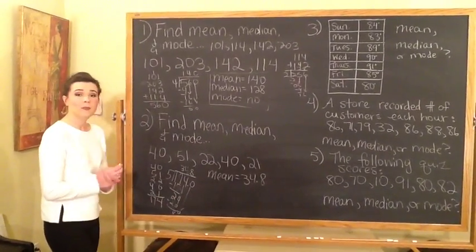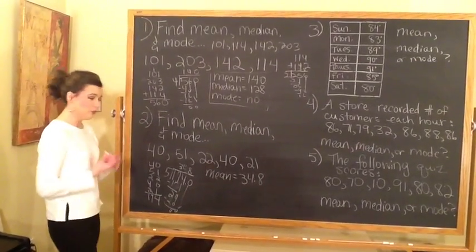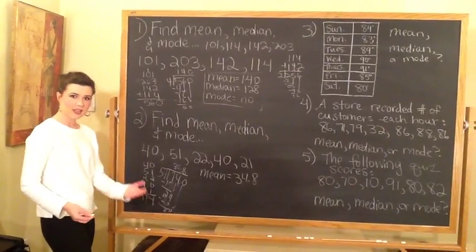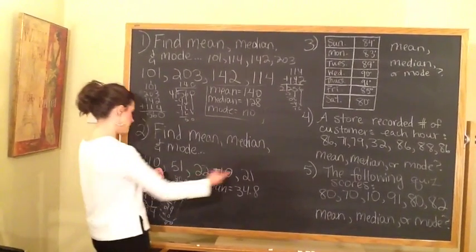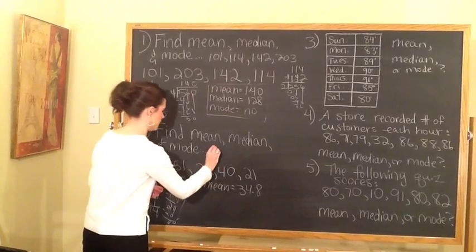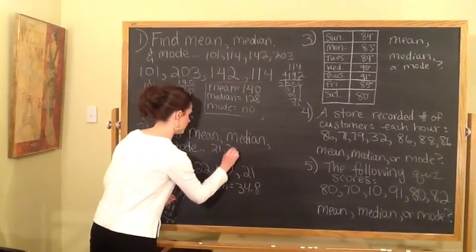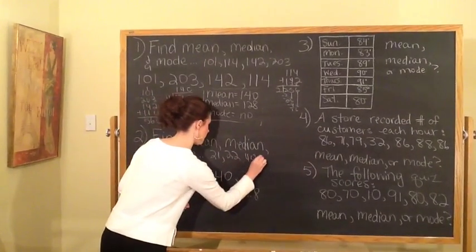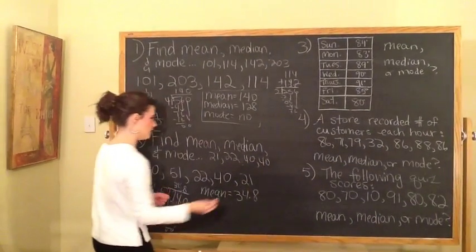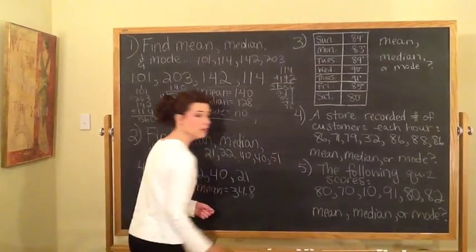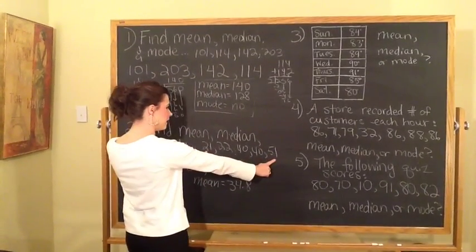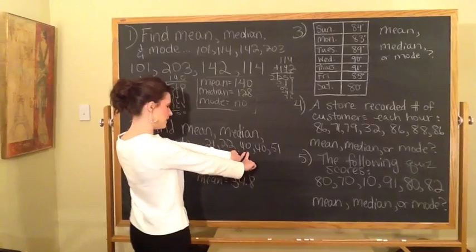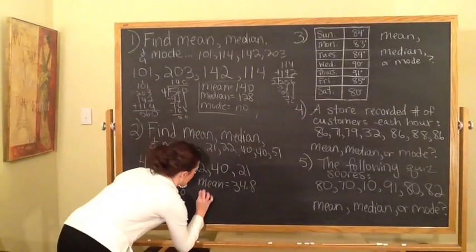Now let's go ahead and find the median of the data. So we're going to have to first order our data from least to greatest and then find which number's in the middle. So my smallest number is 21. Then I have 22. And then 40, 40, and 51. Alright, so let's go ahead and find the middle number. So let's start on the outside and work our way in. And we see that our median is 40.